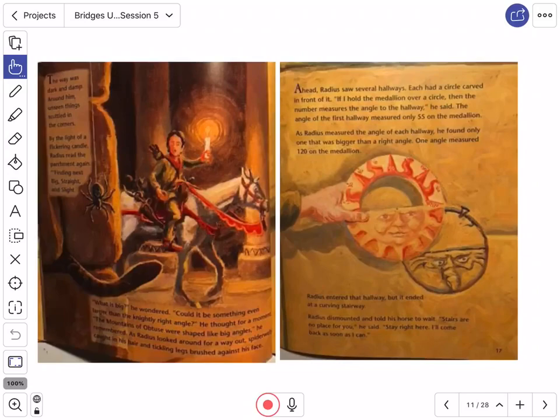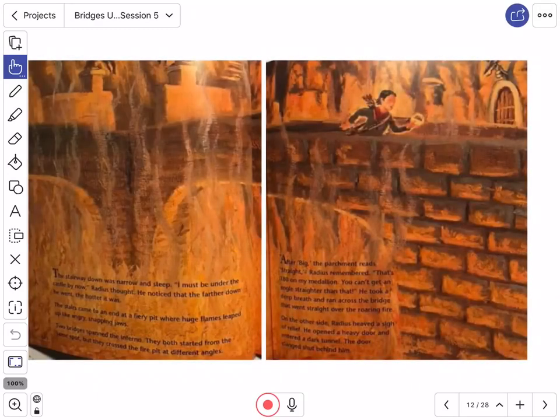The angle of the first hallway measured only 55 on the medallion. As Radius measured the angle of each hallway, he found only one that was bigger than the right angle. One angle measured 120 on the medallion. Radius entered the hallway, but it ended at a curving stairway. Radius dismounted and told his horse to wait. "Stairs are no place for you," he said. "Stay right here. I'll come back as soon as I can."